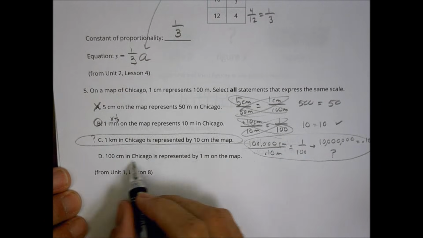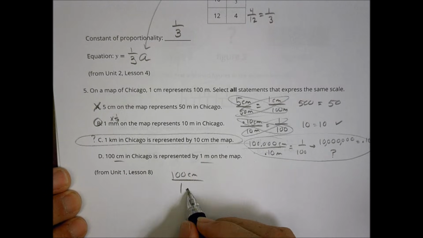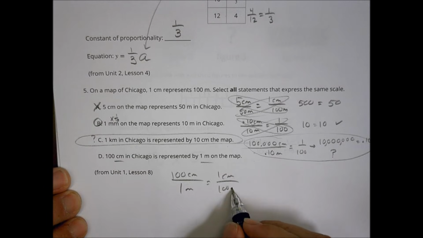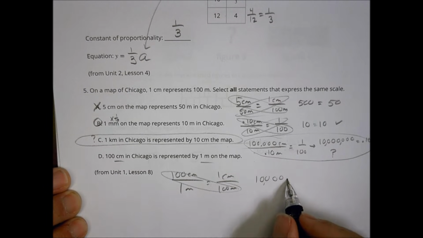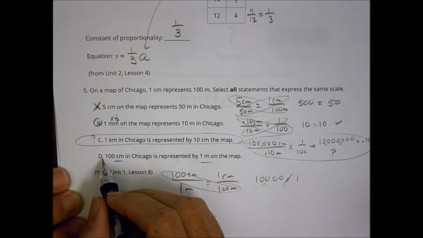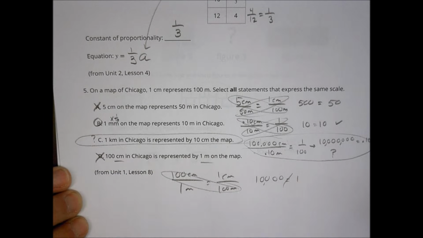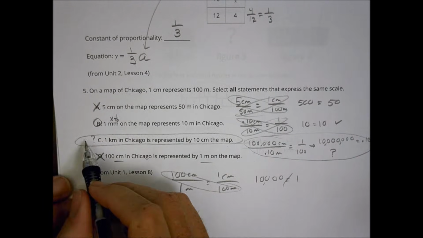On this last one here, the units are the same. So if I had my 100 centimeters over 1 meter and set that equal to my scale 1 centimeter over 100 meters, I can look quickly and say that's not going to work, because that's going to be 10,000 equal to 1, not going to work there. So it's definitely B, it's certainly not A and D, and I have a question about C, but ask your teacher and see what they say. I could not set that one up the right way.